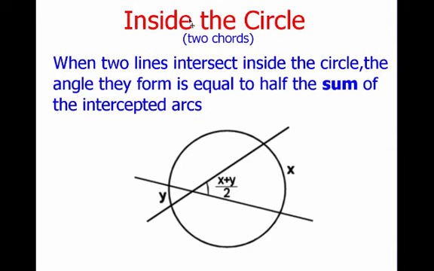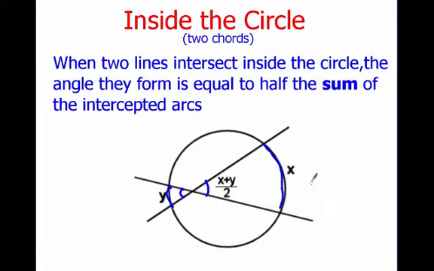Let's talk about what happens when lines intersect inside of a circle. The example we have for this is two chords. You know a chord is a line that goes from one edge of a circle to the other side of the circle. When two lines intersect inside the circle, the angle they form is equal to half the sum of the intersected arcs. So we've got these intersected arcs here, x and y. This angle right here is equal to half the sum. It's equal to (x + y) / 2. Also, this angle, because they're vertical angles, is the same.